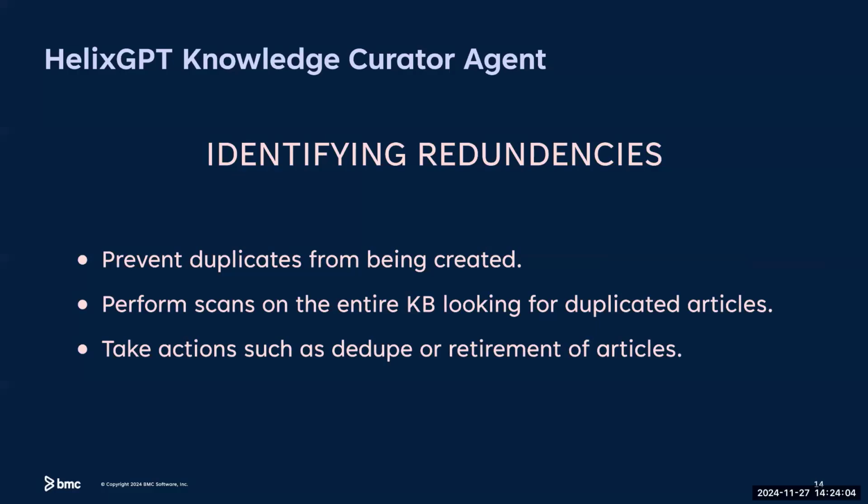The next capability I want to talk about is identifying redundancies or finding duplicates. Duplicated articles refer to multiple articles of the same or very similar content being created and stored within the knowledge base, and this is something that we absolutely want to stay away from. If we take a step back to how we generate new articles as drafts, one of the reasons we do that is because we want to avoid creating multiple articles about the same issue or problem.